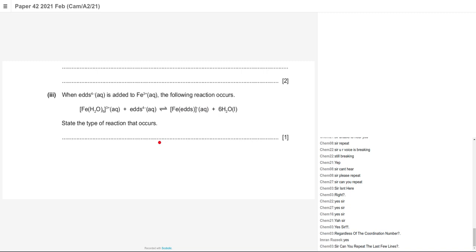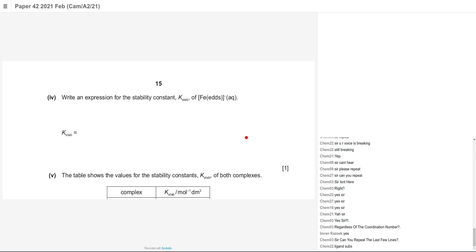When EDDS4- is added to Fe3+, the following reaction occurs. Say the type of reaction that occurs. This is a ligand exchange reaction. Ligand substitution or ligand exchange is correct. The water ligand is exchanged by the EDDS ligand.